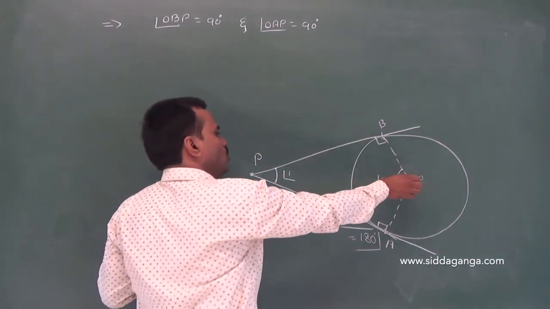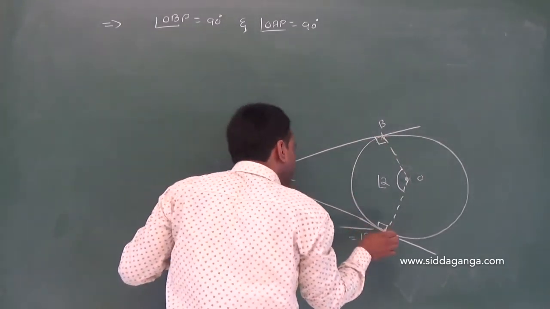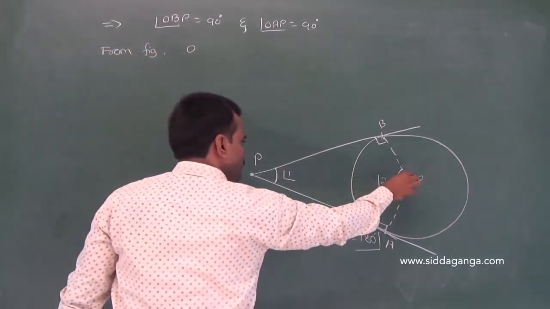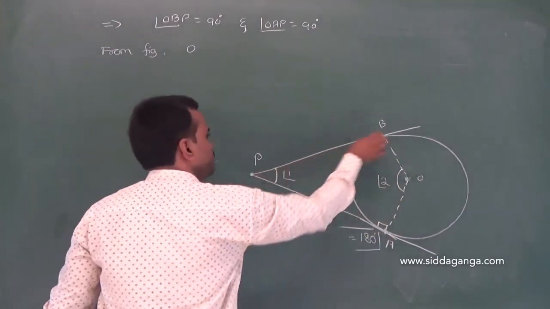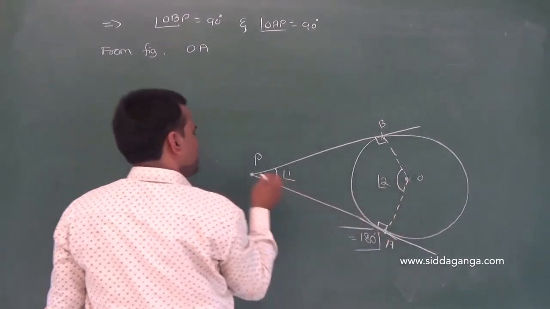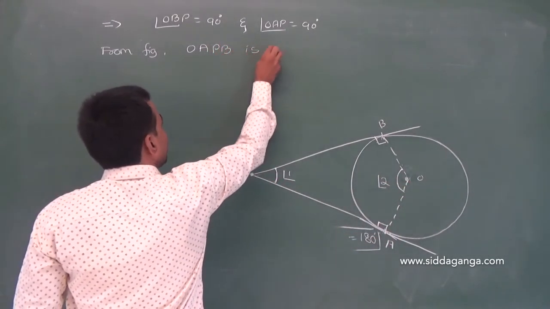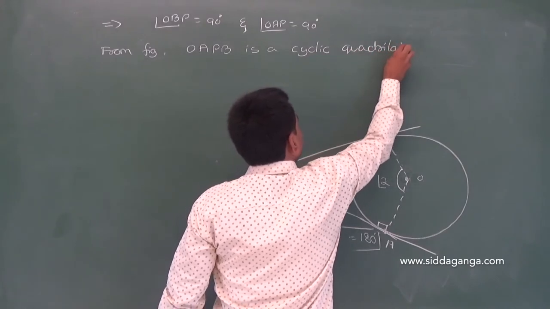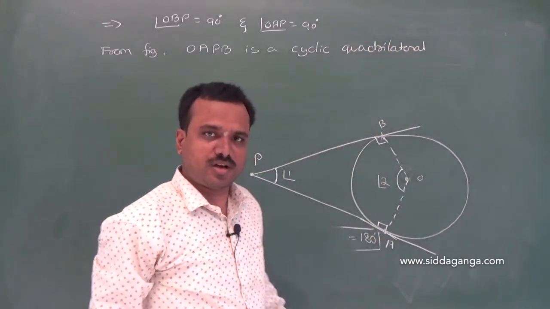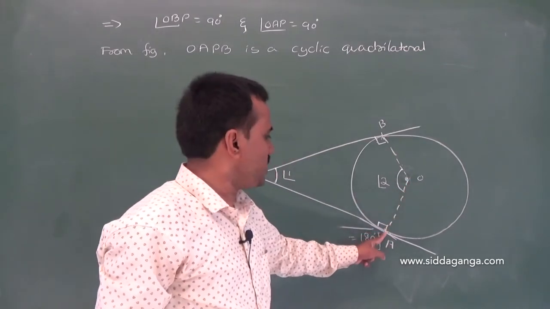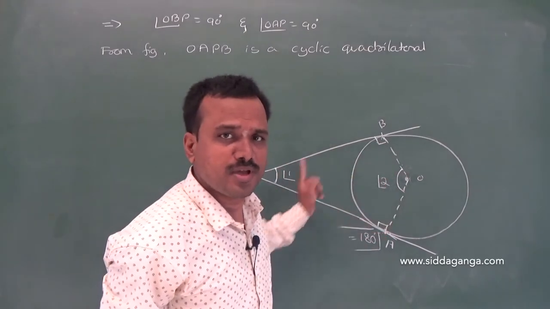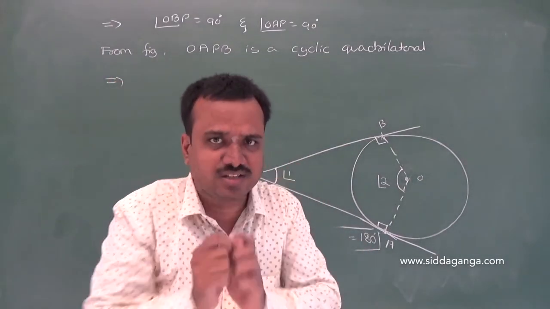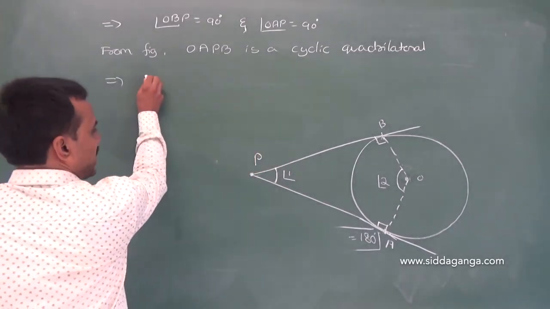See, observe here. From the figure, OBPA, or OABP, is a cyclic quadrilateral. Correct? Observe carefully. From the figure, O, A, P, B is a cyclic quadrilateral. So, you know the property: in a quadrilateral, the sum of all interior angles is equal to how much? 360 degrees.